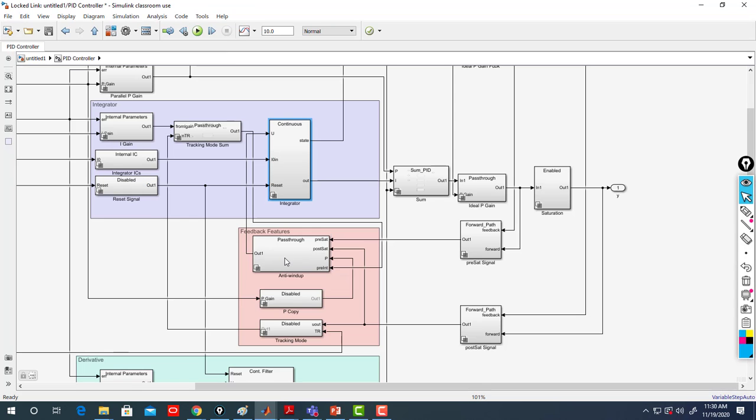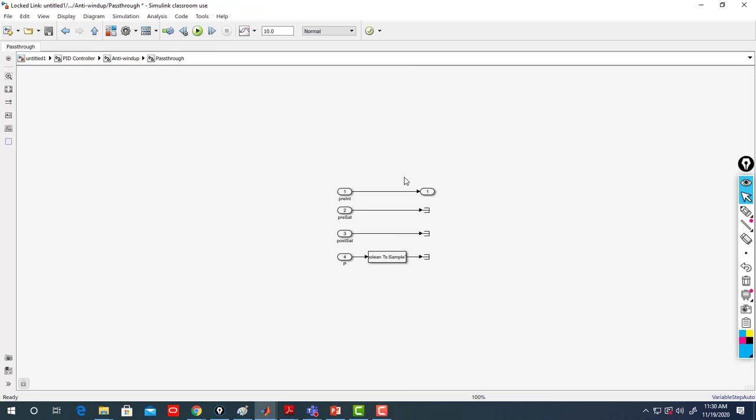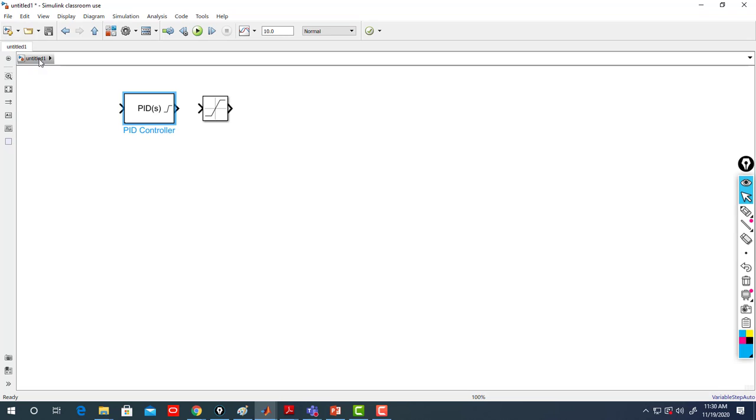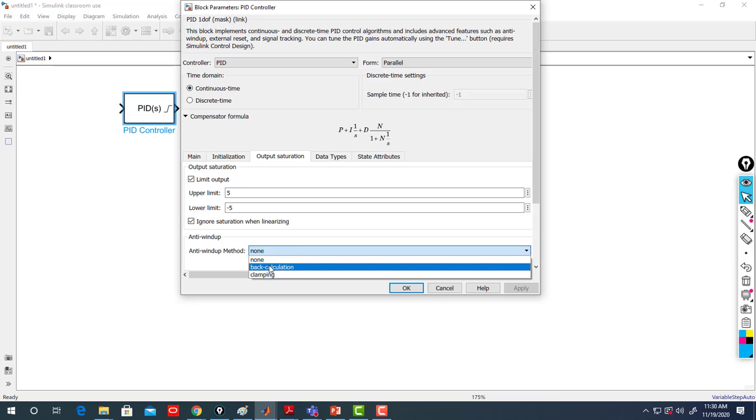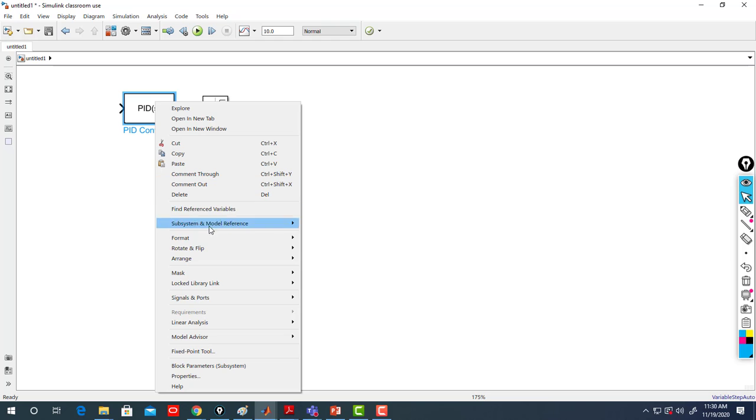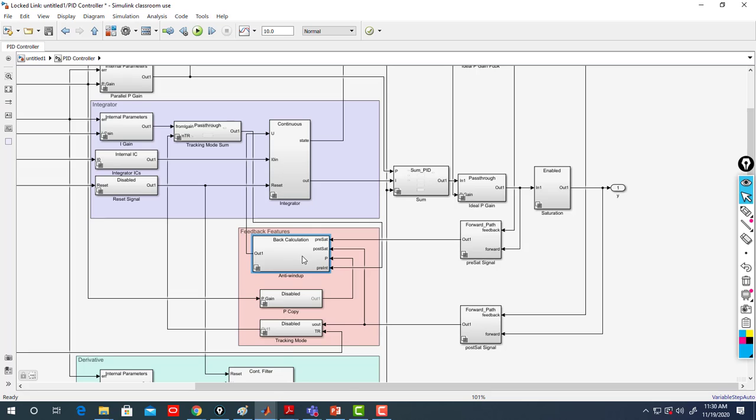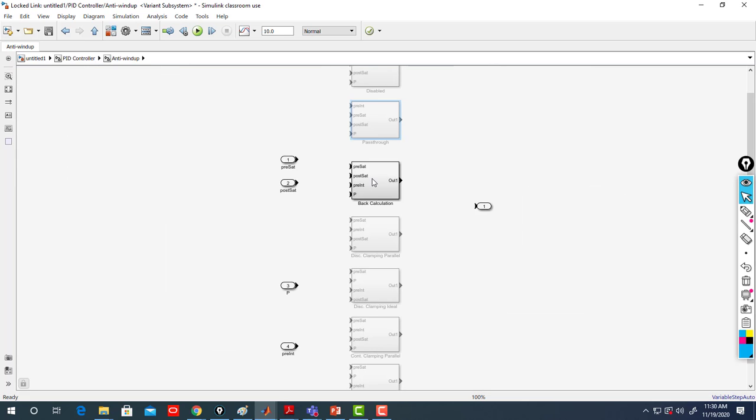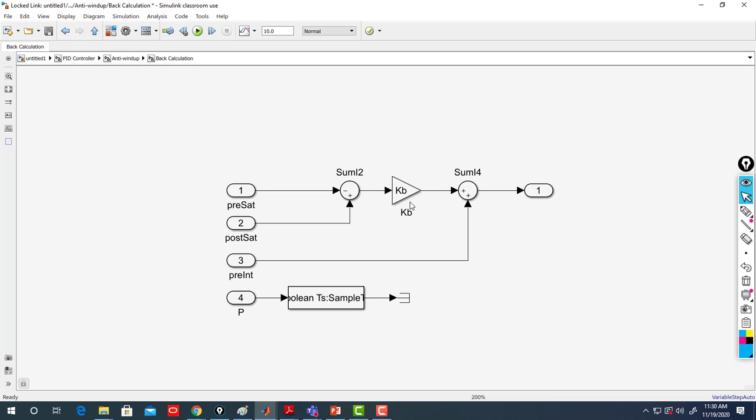You can click here, and so here for example, because I'm saying none. Okay, so if I want to have back calculation, for example, now if I look under mask, it will take the back calculation or clamping, and so on. So this is the one we implemented, just to feed the KB.